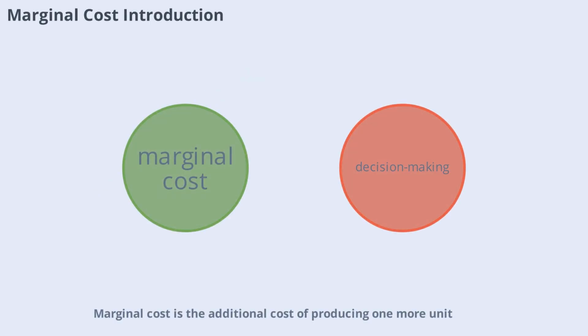Marginal cost is the additional cost of producing one more unit. It's a key concept for decision making. If making one more product costs less than the price you can sell it for, it's profitable to increase production. Marginal cost helps businesses decide when to expand or stop production. It's calculated by looking at the change in total cost when output increases by 1 unit.